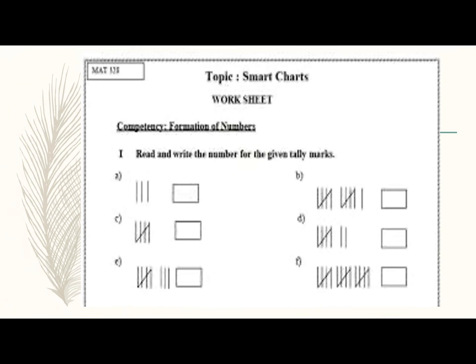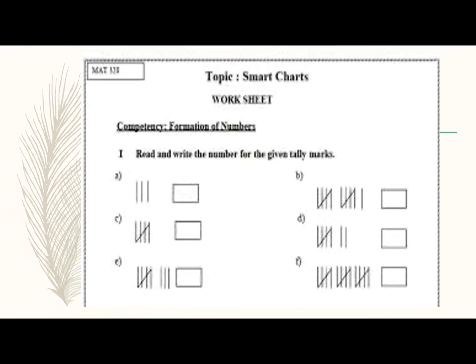Now here is a particular smart chart for you. It's a worksheet. Read and write the number for the given tally marks. Here how many lines are you seeing in the first? There are 3. Okay, in B, you will find that first is 1, 2, 3, 4 and one line is crossed through them. So that means 5. So 5 plus 5, 10, 10 plus 1 is 11.